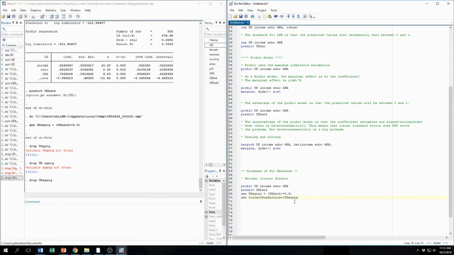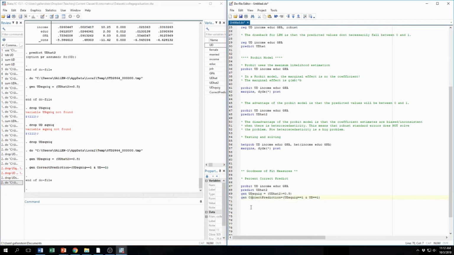It's going to equal 1 if UD squig equals 1 and UD equals 1. So this is going to be a dummy variable, equal to 1 if our prediction correctly predicts the outcome. So if UD squiggle equals 1 and UD equals 1, that would be a correct prediction. It will equal 0 otherwise. All right, so let's generate that.